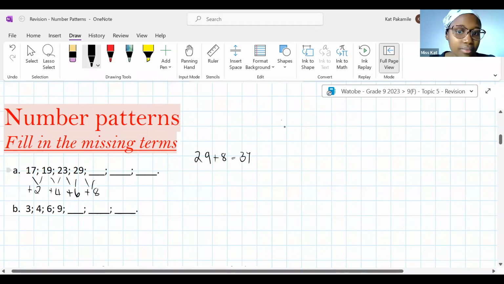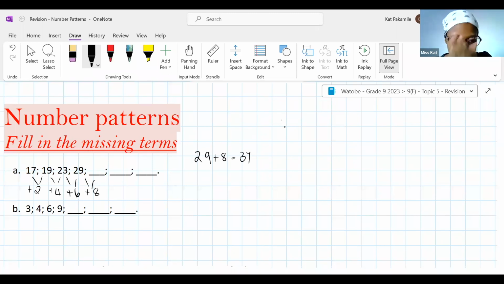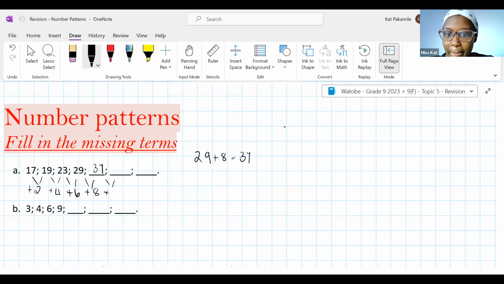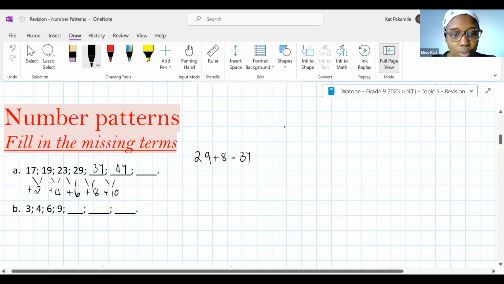And then, so this one is 37. And after we add 8, how much do we add? You guys are so woke. I can never, ever catch you out anymore. Plus 10, so this will be 47, because we'll be at 37 plus 10, which is 47.